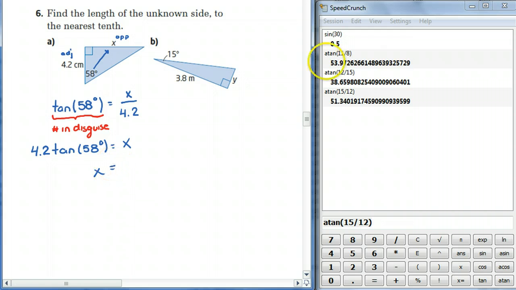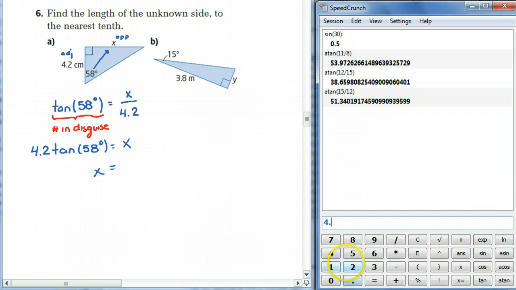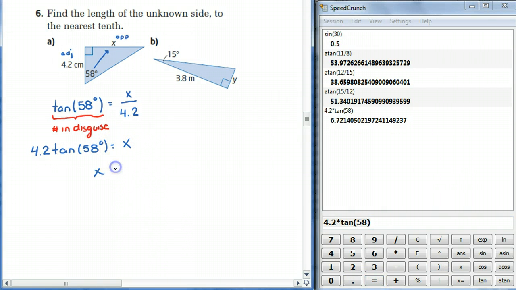Again, I've checked my calculator is in degrees, it's not working in radians, and we can check that by either checking the mode manually, depending on your calculator, or remembering that sine of 30 degrees is 0.5. So plug that in. I want to type this in one go. So 4.2 times tangent of 58 degrees. And so I get x, and again, this is approximate, x is approximately equal to 6.7.